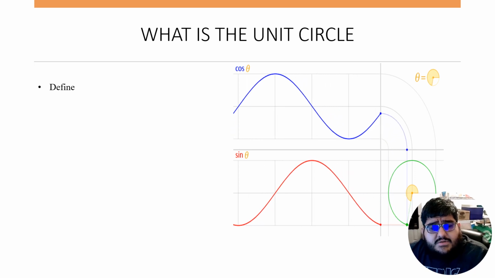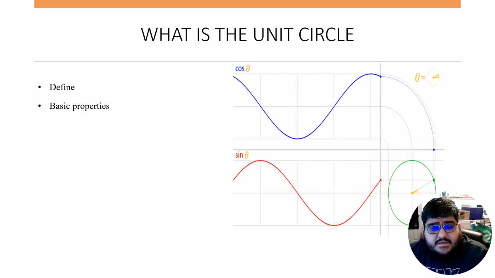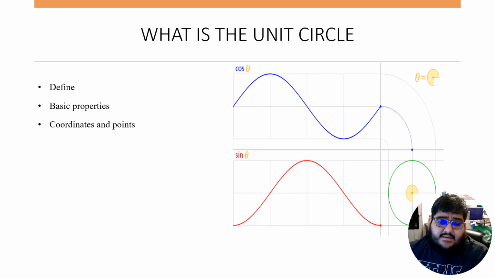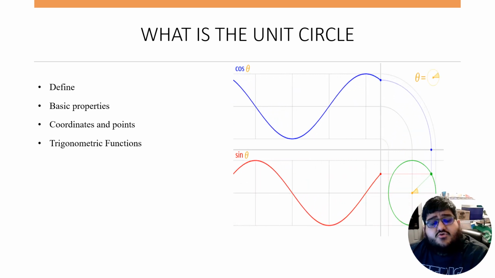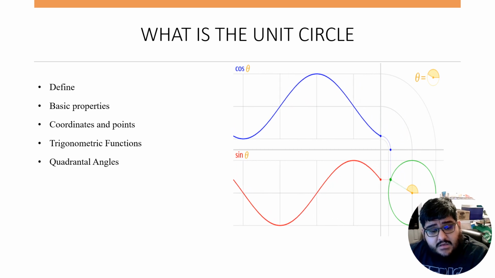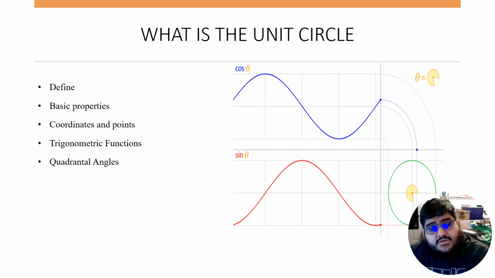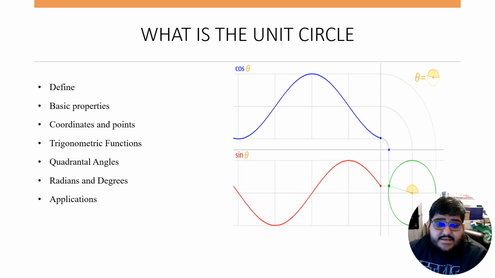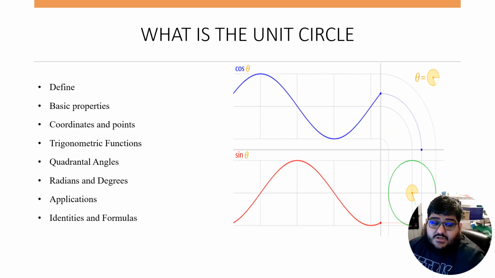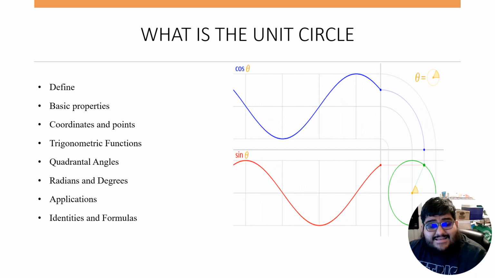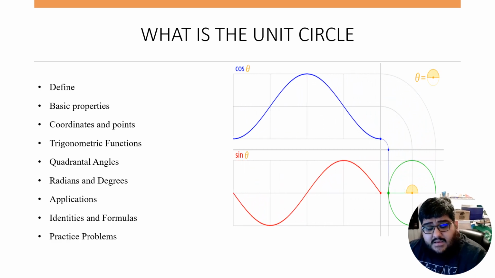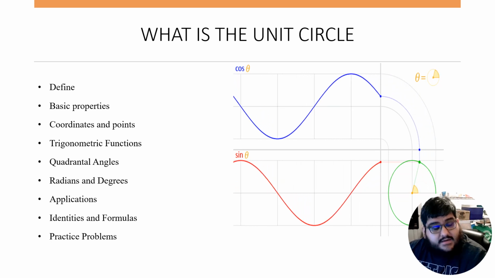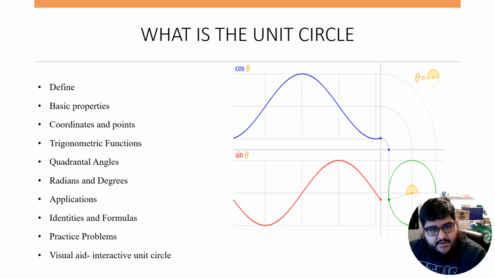So what we're going to do is define what the unit circle is and its basic properties. We're going to look at the coordinates and the points, the trigonometric functions, the quadrantal angles, and the radians and degrees. We're going to look at some applications, and some identities and formulas. And then, of course, we're going to have those practice problems because practice makes better.